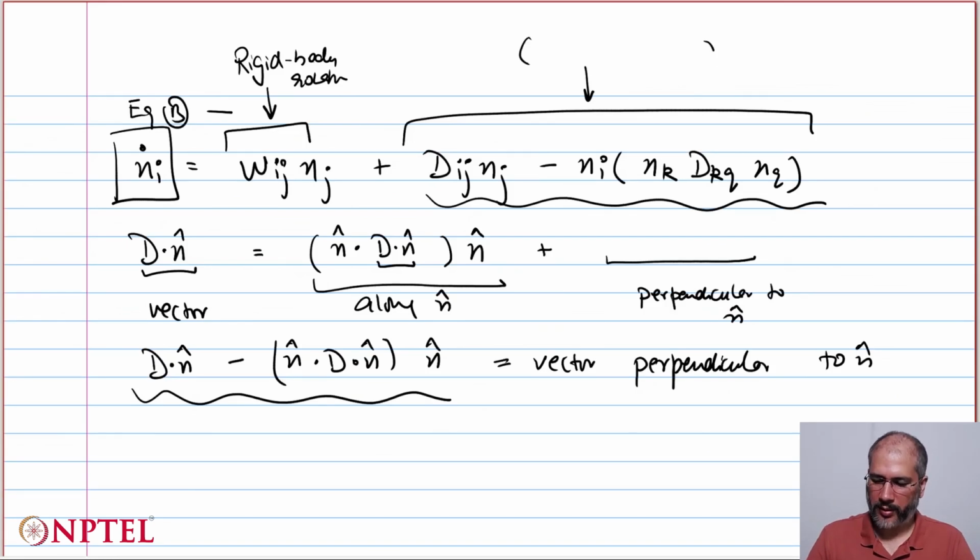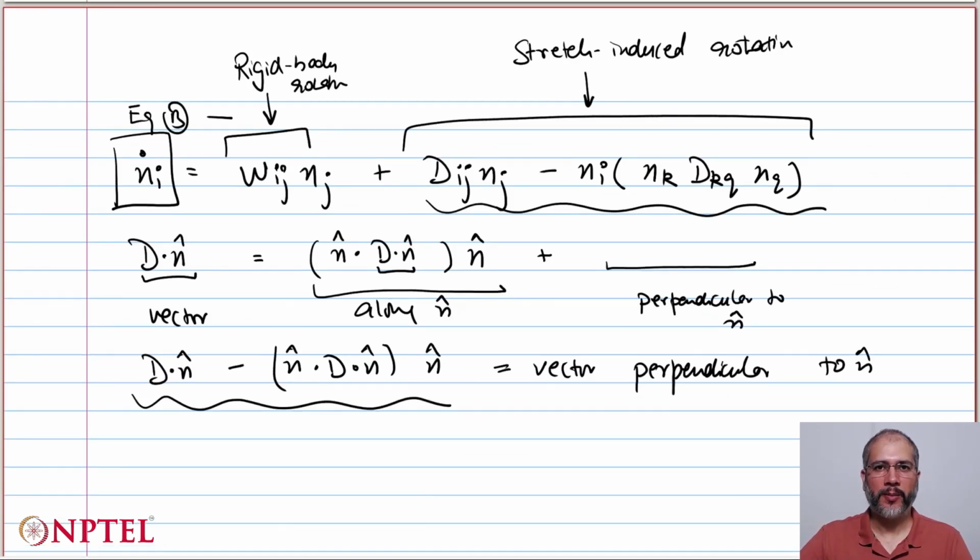So what is this quantity? This quantity actually is called a stretch-induced rotation. So as I said, rotation can also be because of something other than a rigid body rotation. So when d is 0 or you are working along the principal directions of d, then the stretch induced rotation is a 0. But for all other general cases, we do have a component from the stretch induced rotation.